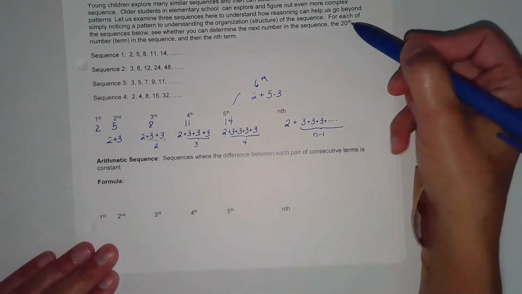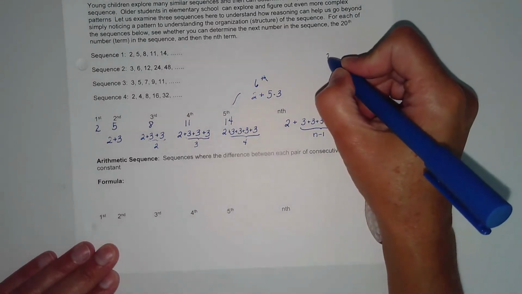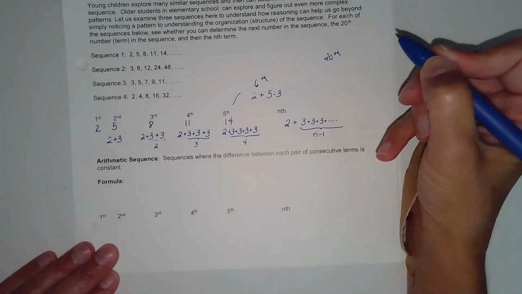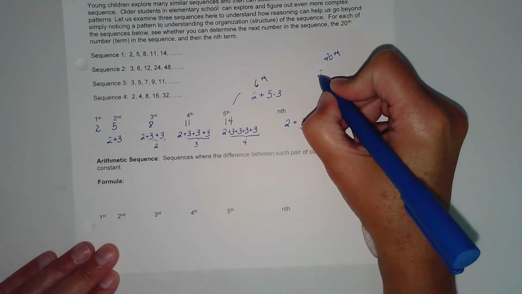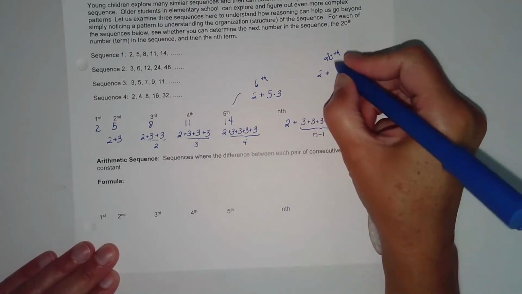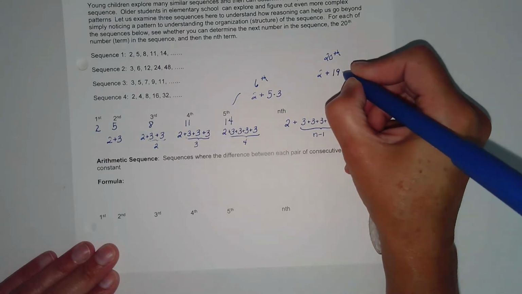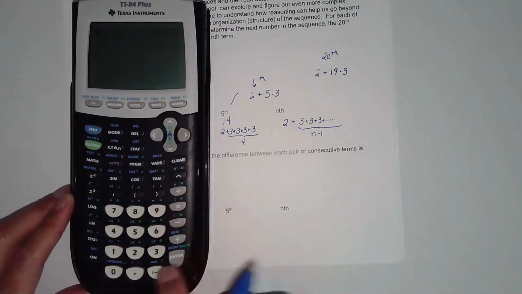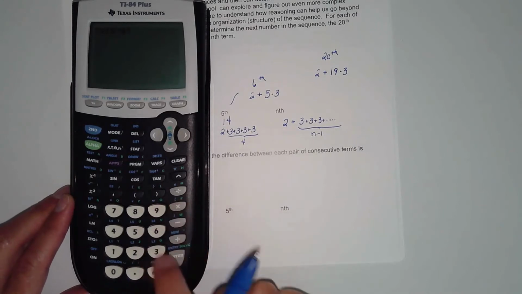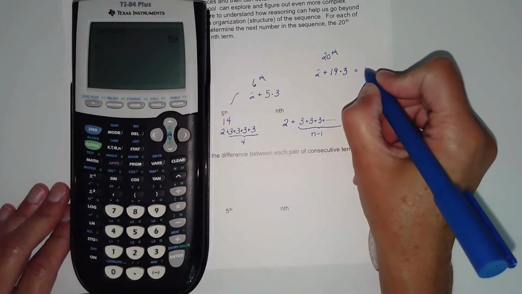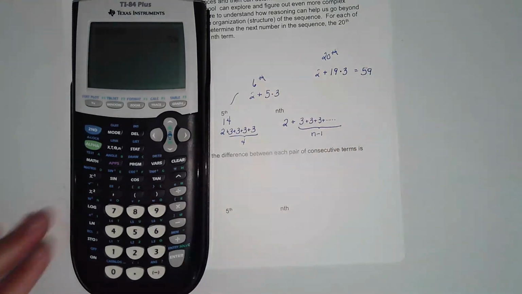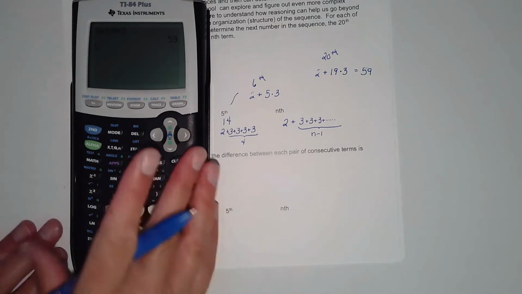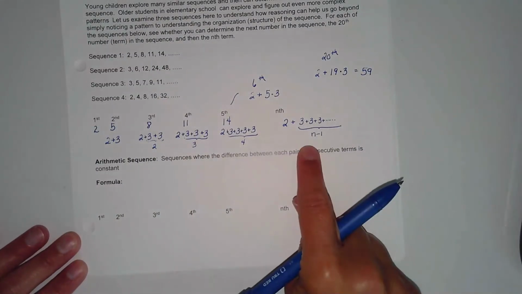All right, so let's see if we can figure out the 20th term. So the 20th term in this sequence, you're going to have a 2 plus 19 is 1 less, so 19 of these 3's. So let's look at this calculator. Ready? So we'll have 2 plus 19 of these 3's. So the 20th term is 59. And you can do this for like the 300th term or the 1000th term because you've recognized the pattern.